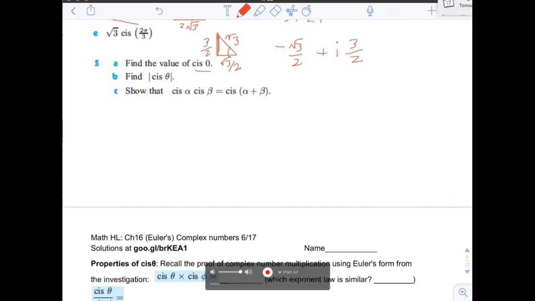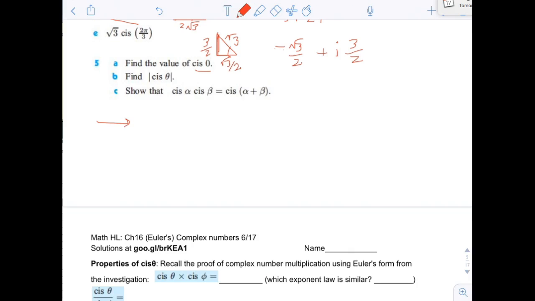5a, find the value of cis 0. Cis 0 would just be an angle, and what's the modulus here? The modulus here is 1, right, because we can't see any number there. So it would be a vector of length 1 pointing in the right direction, in the 0 degree direction. So that would be basically 1 plus 0i, or just 1, right?